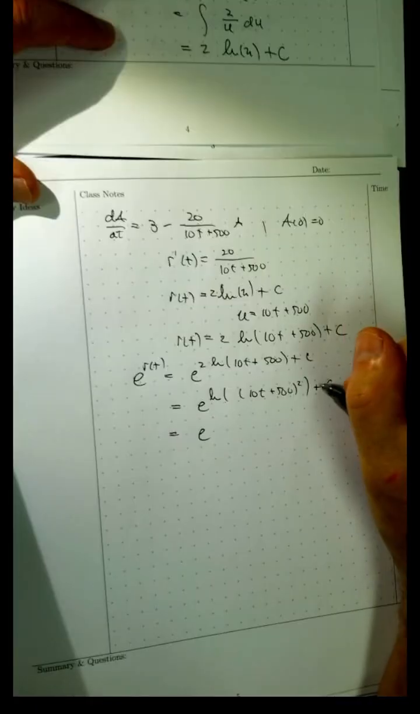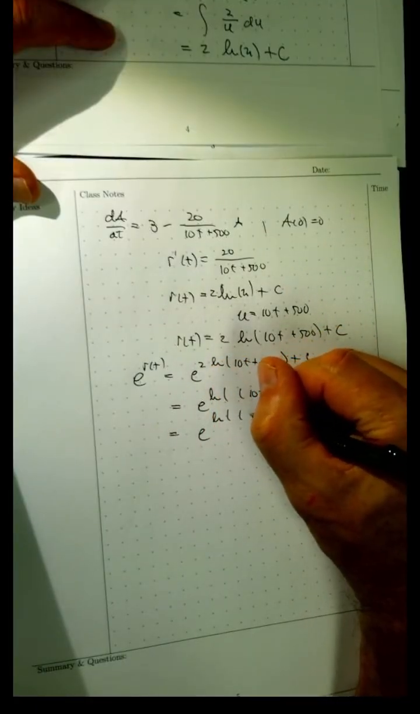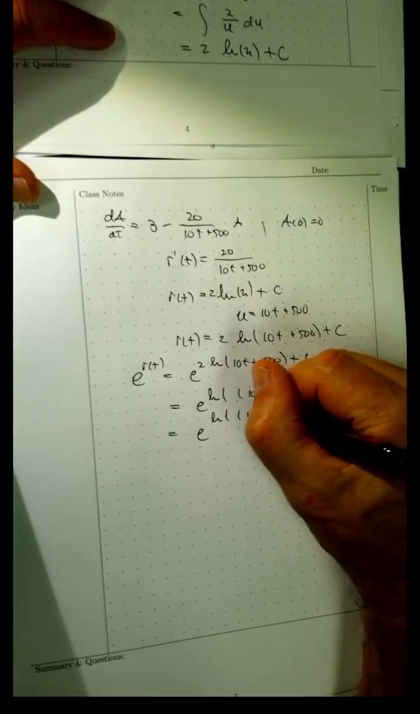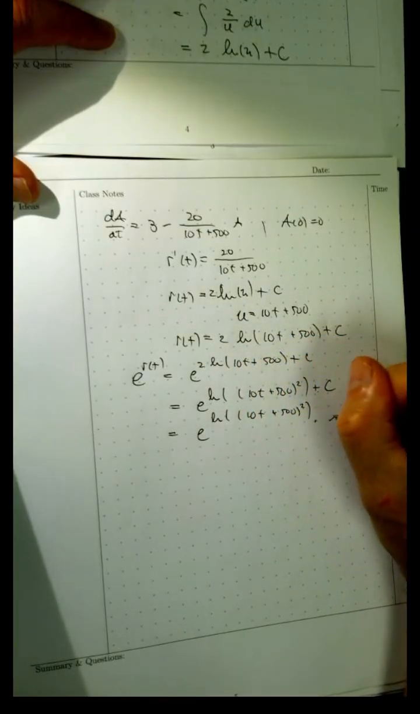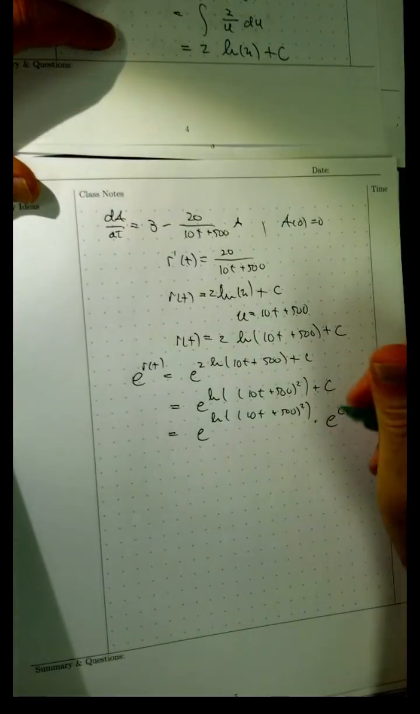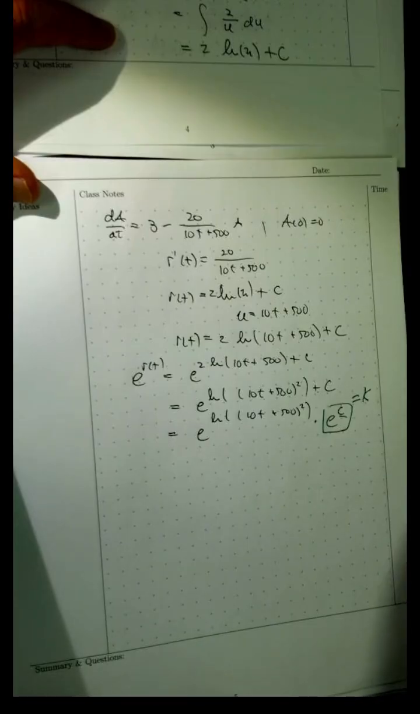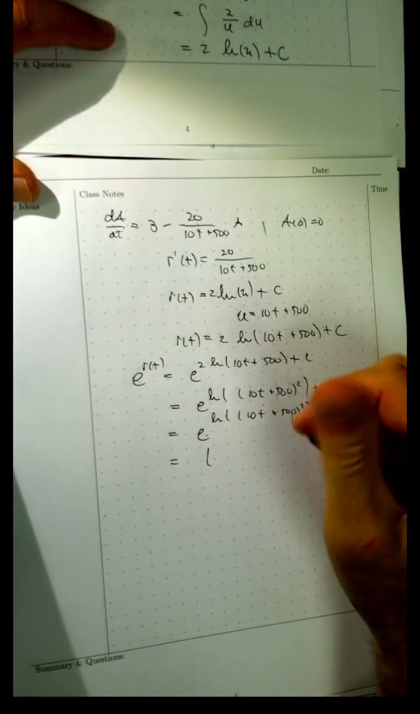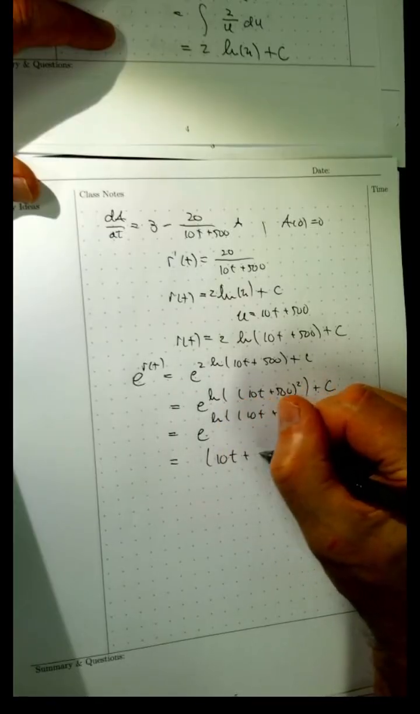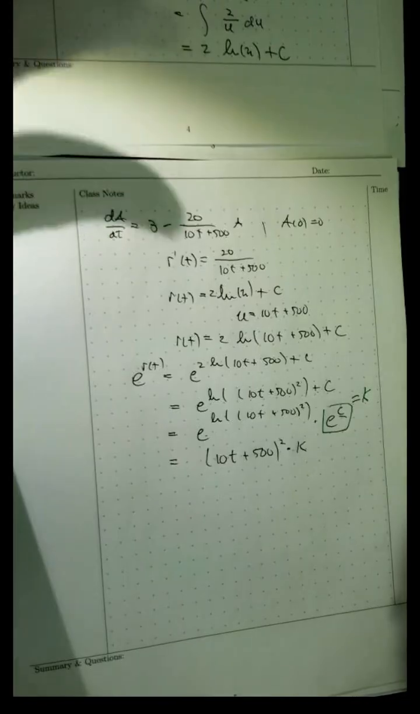I can break the plus into two parts. So that's e raised to the log of 10t plus 500 squared, times e to the c. C is a constant, so e to the c is a constant. Let's just call the whole thing k. e to the log of anything is just whatever the thing is. So that's 10t plus 500 squared times k.